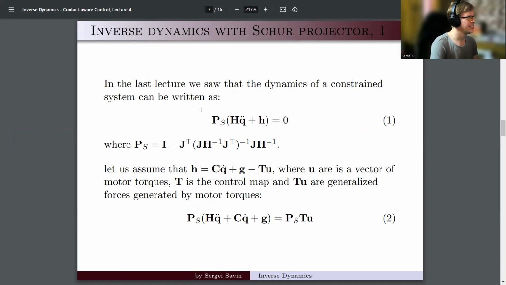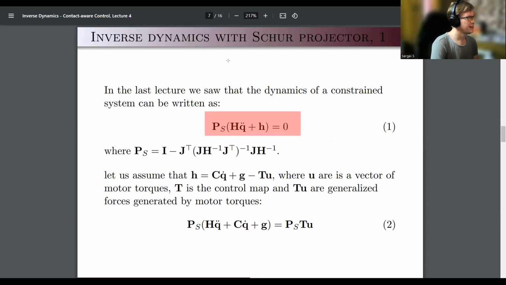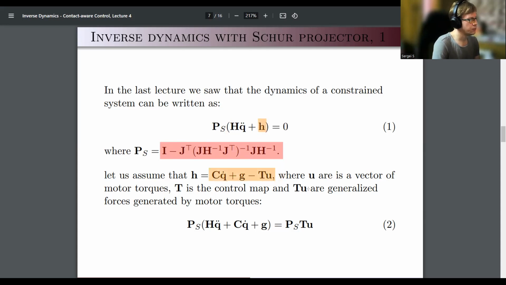Okay, so last lecture, you remember what we saw was this system, right? It is some projector times this classical manipulator equation, right? All of this equal to 0. Okay, and you remember that this projector looked like this. This was a Schur projector, what we call the Schur projector. Now let's open H, and I open H in this form. Okay.